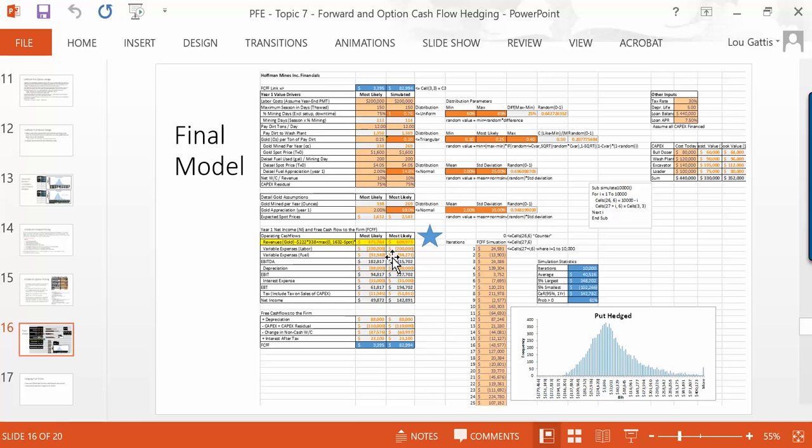So here's our final model. In this model, we talked about how we can change our payoff function, our cash flow distribution, by using forward and option contracts.